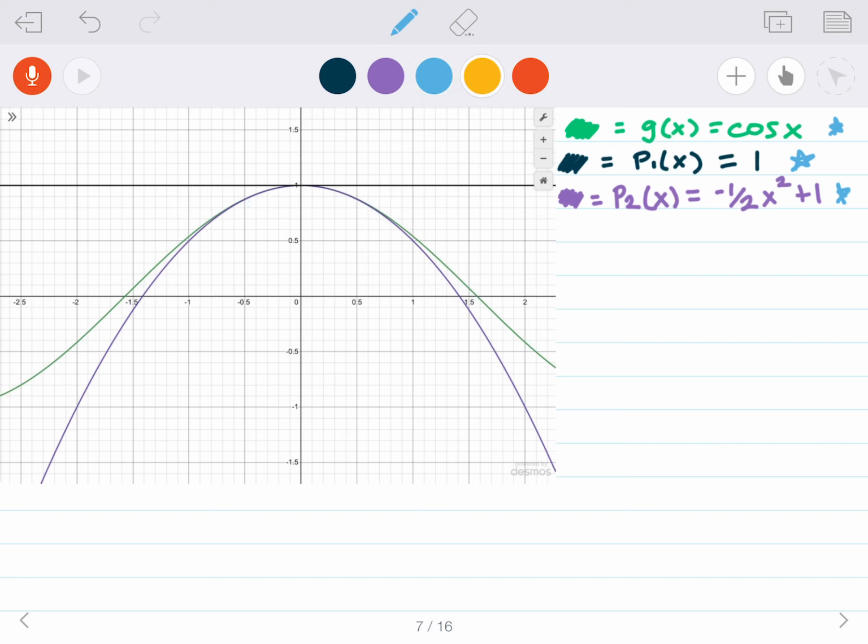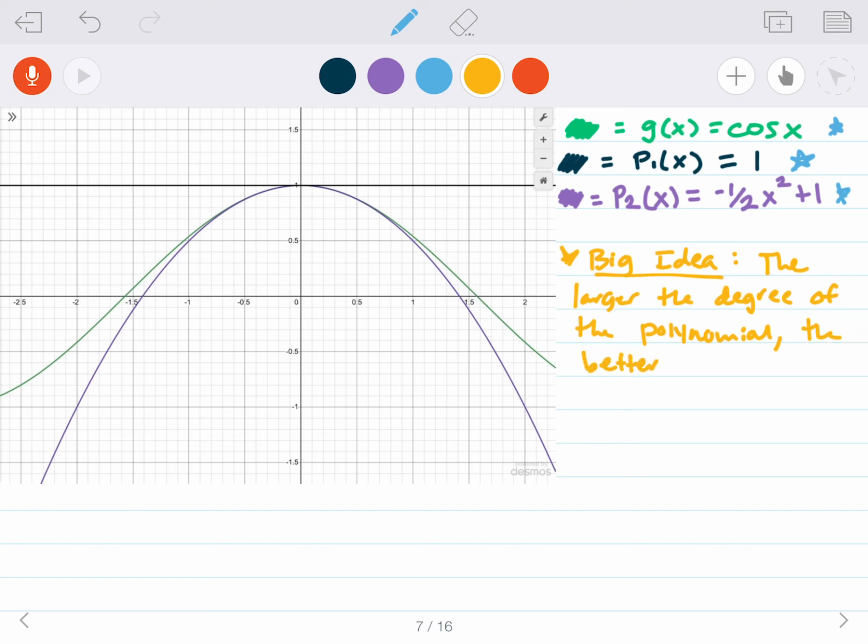And so I'm going to write this down because it's so important. So the big idea here, and you guys should think about why this is true: the larger the degree of the polynomial, the better the approximation is. Okay, so that's the big idea here.